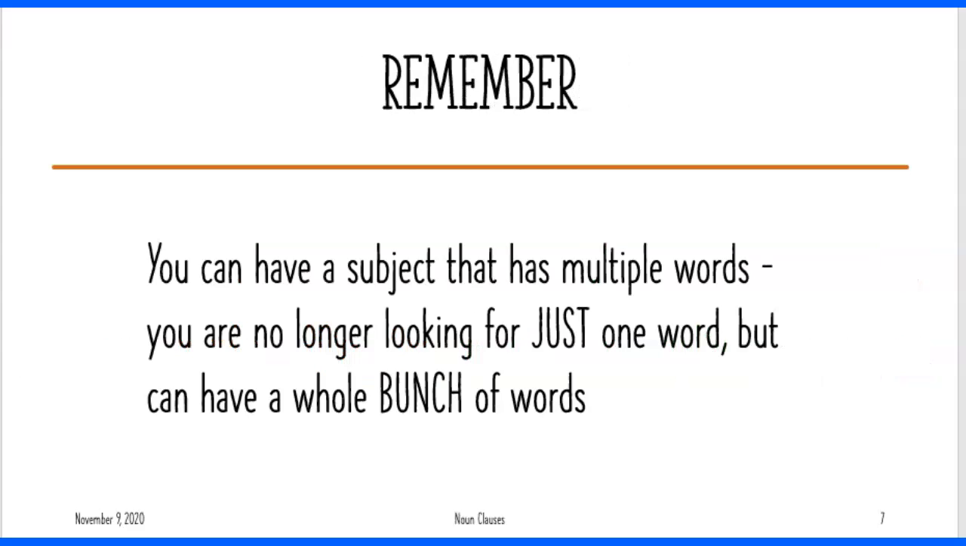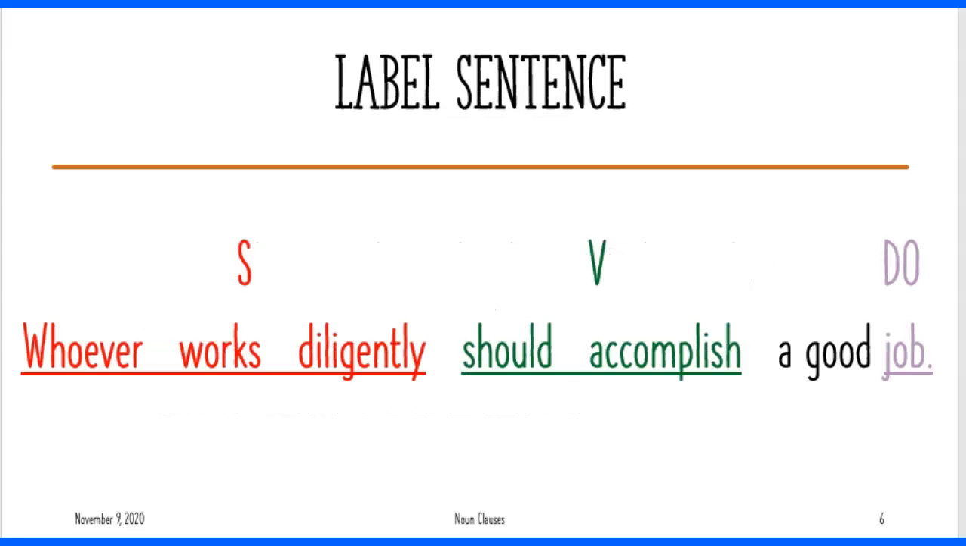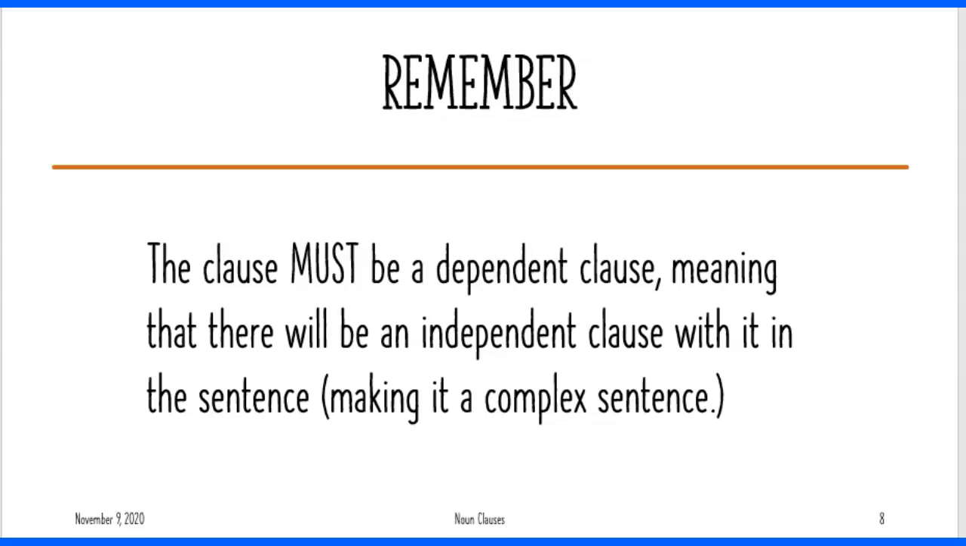Okay, so let's remember a few things. Remember, you can have a subject that has multiple words. It is allowed. You are no longer looking for just one word, but you can have a whole bunch of words that come in to be your subject. The second thing you must remember is that this particular noun clause must be dependent, meaning that there will be an independent clause with it in the sentence, making it complex.